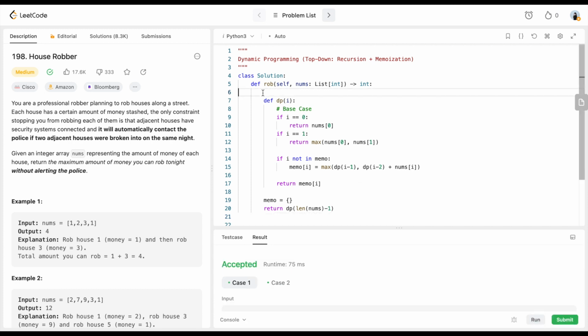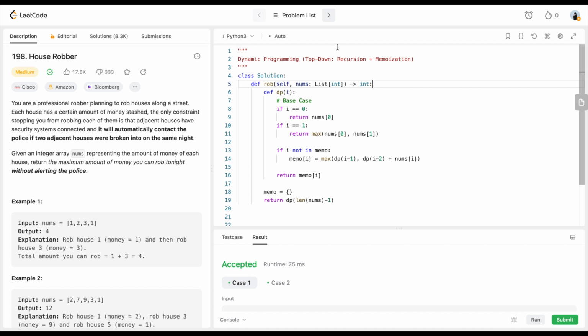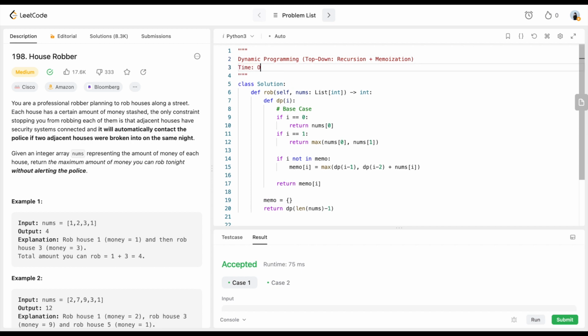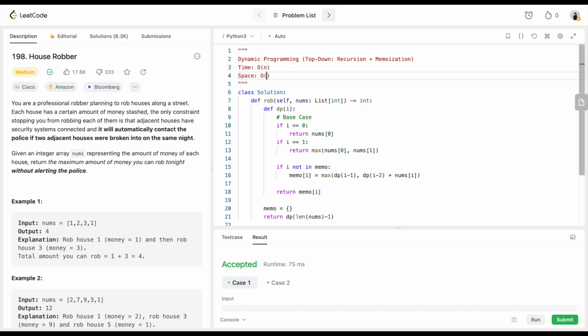So this is how I would solve this question using dynamic programming, a top-down approach with recursion and memoization. The time complexity would be O of n since we only calculate each step once, and looking for the maximum is an O of 1 operation, so we don't count it towards our time complexity. The space is also O of n. We store as many as the length of the houses in our memo, and O of n is also the biggest our stack could go.